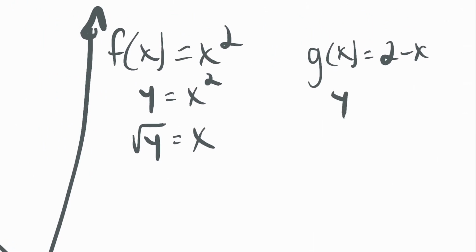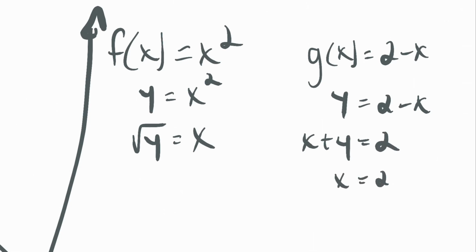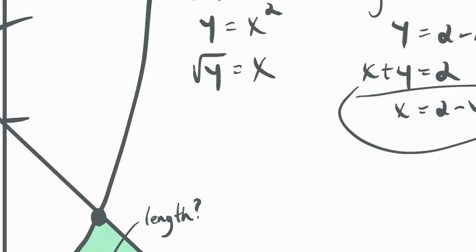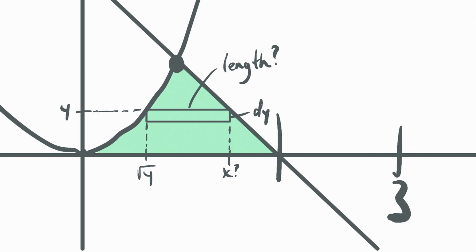So I'm going to write this as y equals 2 minus x, and I, again, will solve for x, get x by itself. So add x to both sides. The order in which I do this isn't super important. I'm just choosing to do it this way. Then I can subtract y on both sides, and I get x equals 2 minus y. So that is the other x coordinate as a function of y.